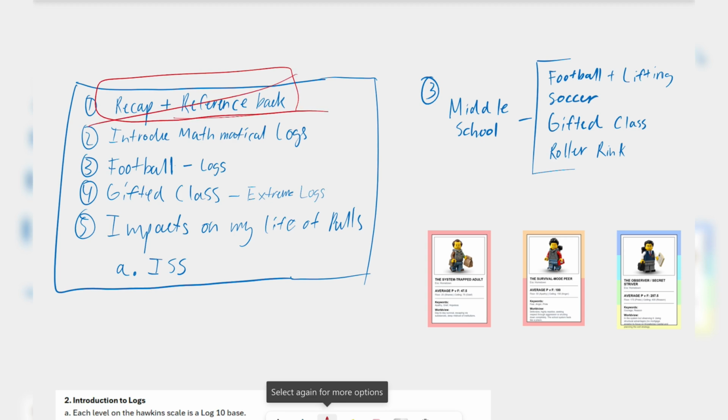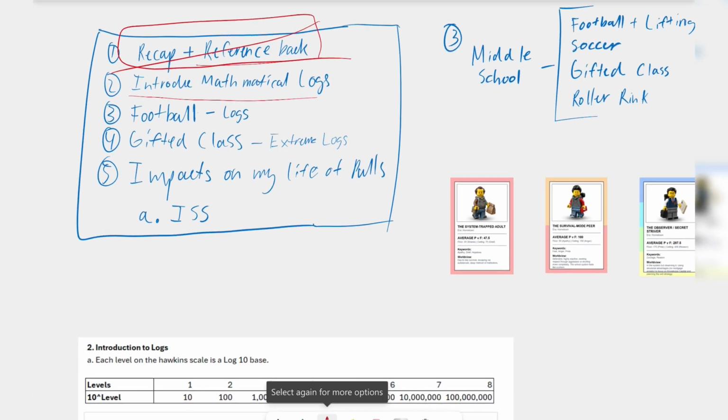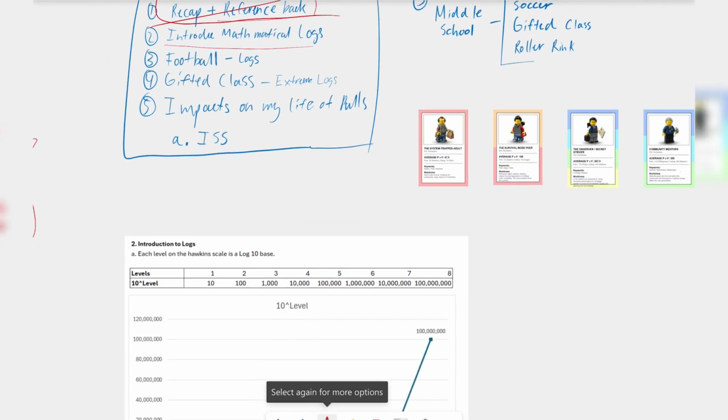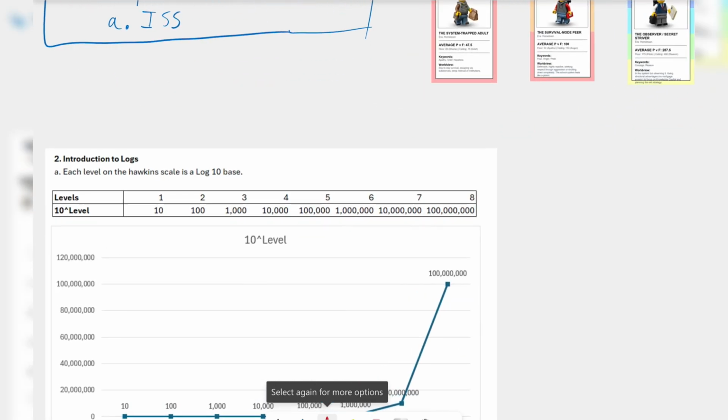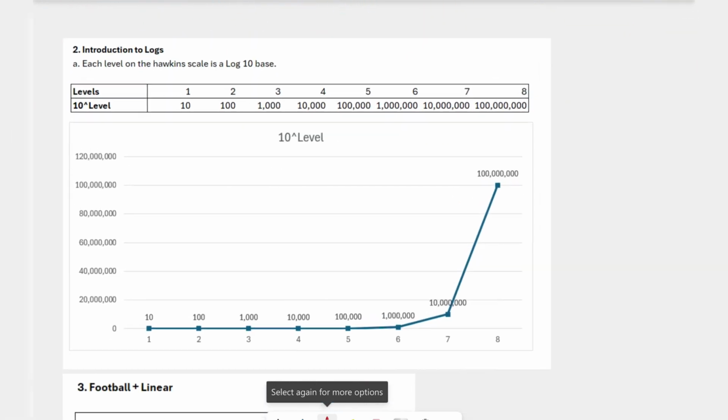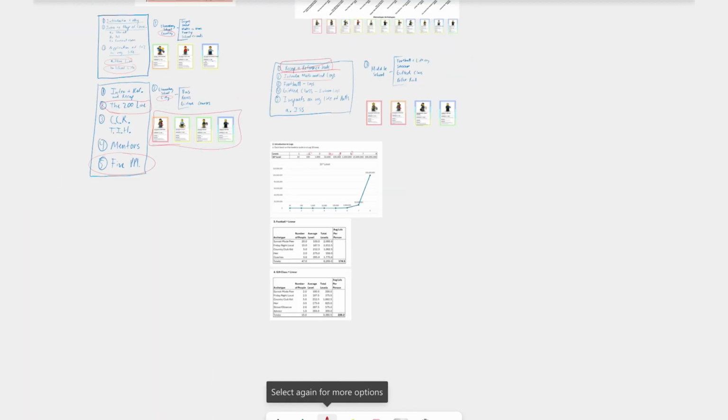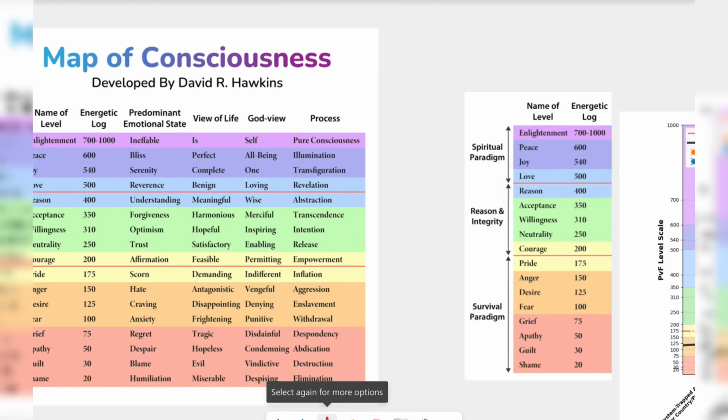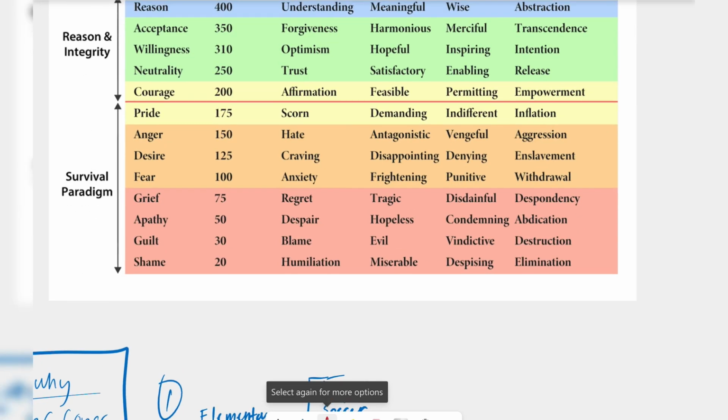In this video, we first are going to introduce some mathematical logs, and before your eyes glaze over, this is imperative for your understanding of what exactly we're talking about. So this is a simple introduction to logs. Here we've got level 1, level 2, level 3, level 4, level 5, level 6, and so on. You can pretend, for this example, this is level 1, this is level 2, 3, 4, 5, 6, 7, 8, all right?